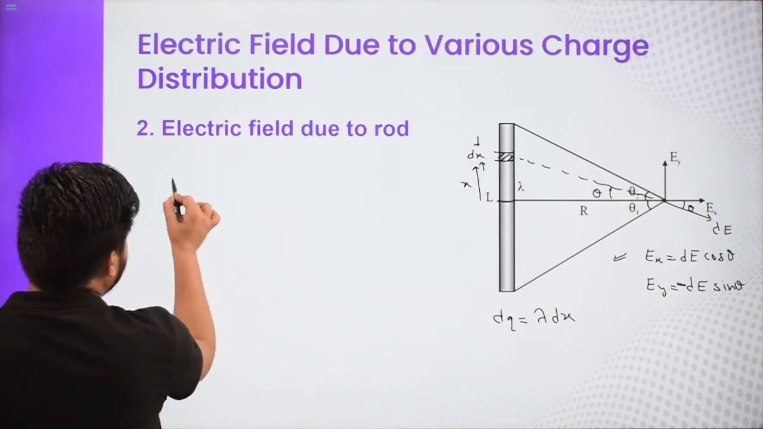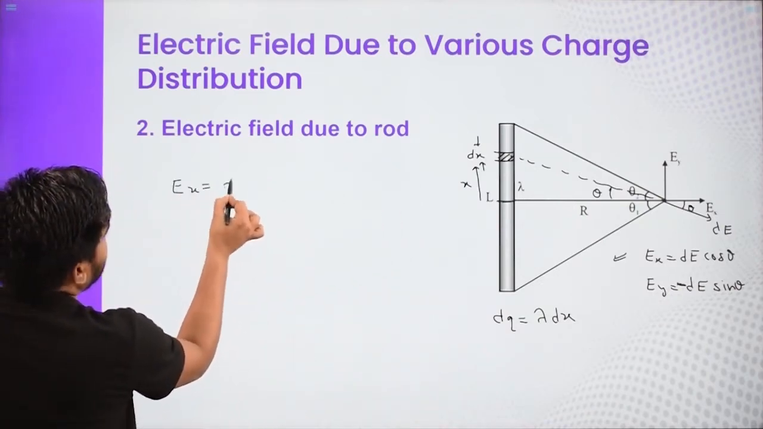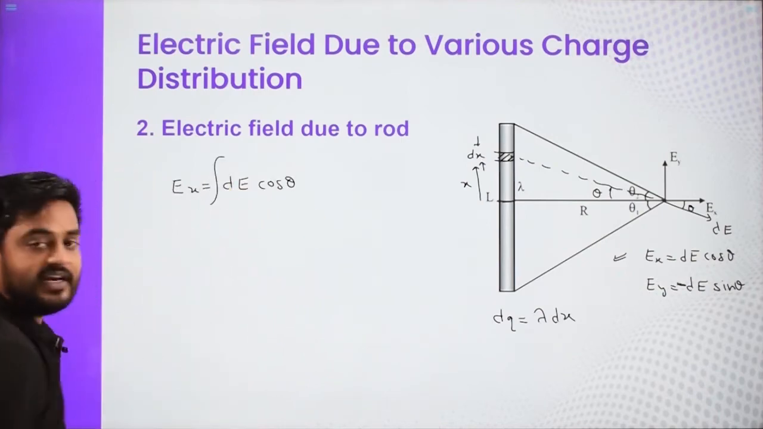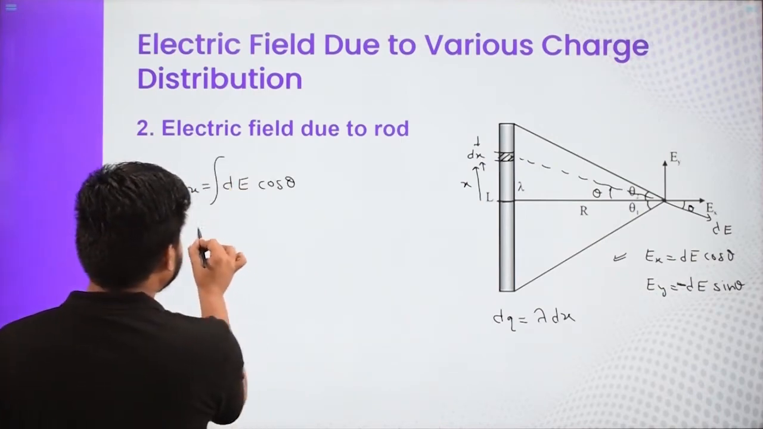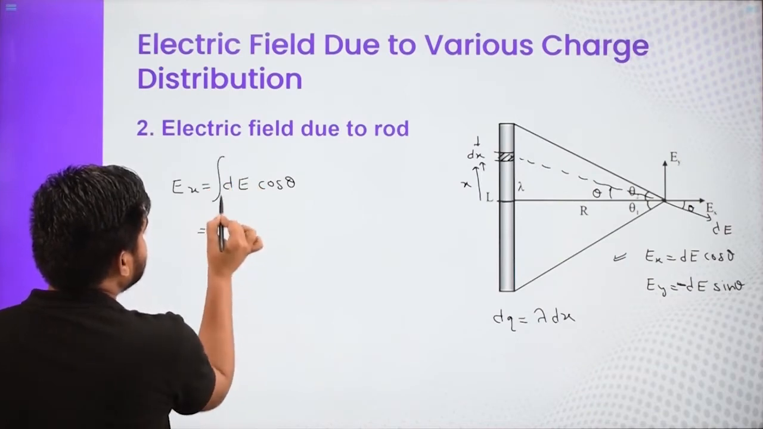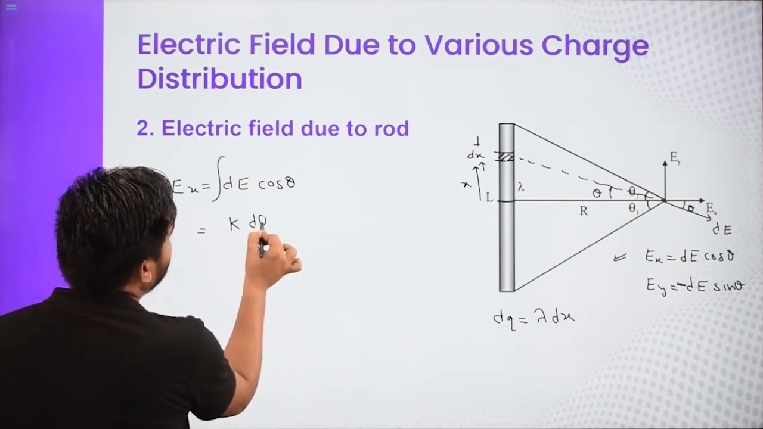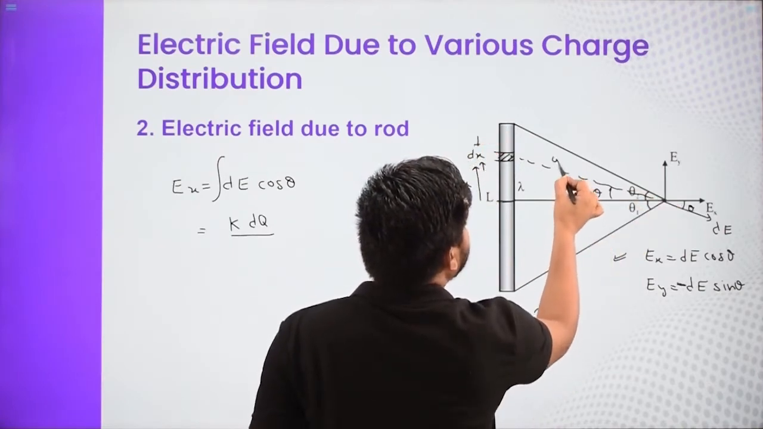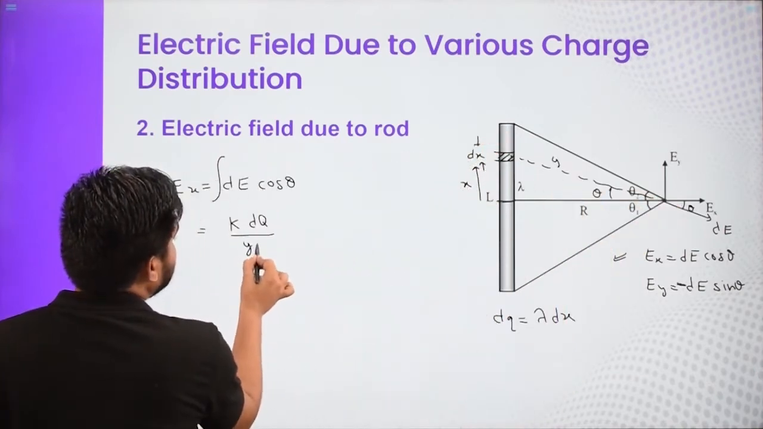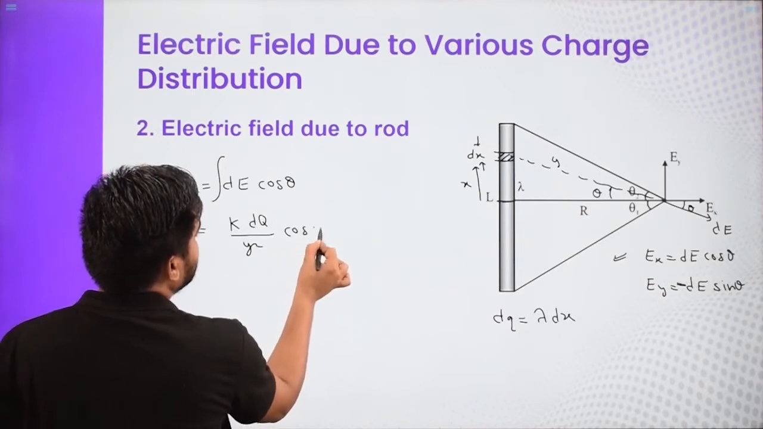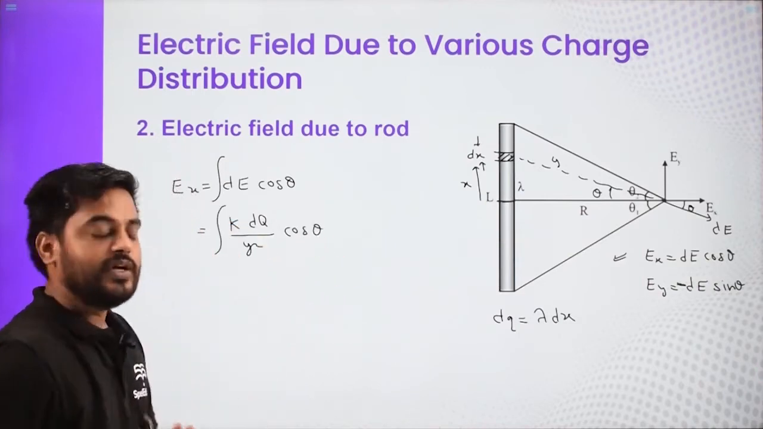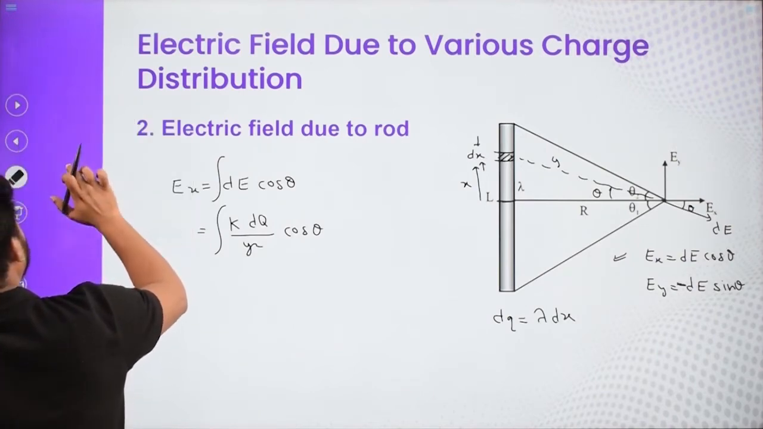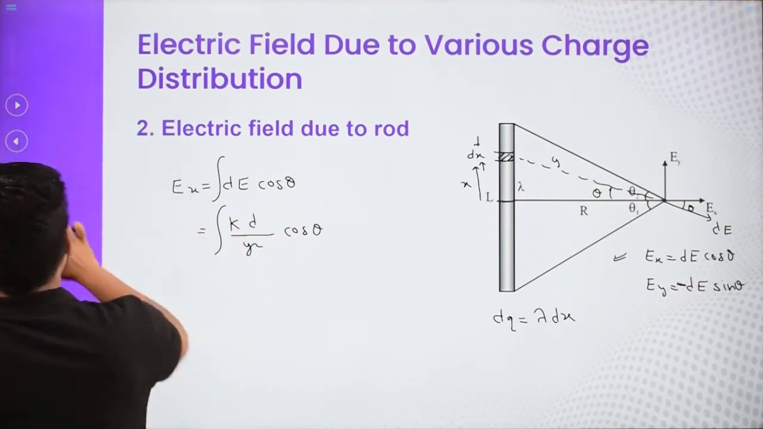So to find Ex, Ex is nothing but dE cos theta, and we have to integrate, right? What is dE? dE is nothing but k dq by r square, which r? This distance is the r. Let us call that y. So I'll say k dq by y square into cos theta. Now we need to remove the variables one by one.